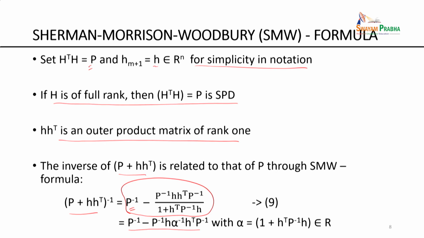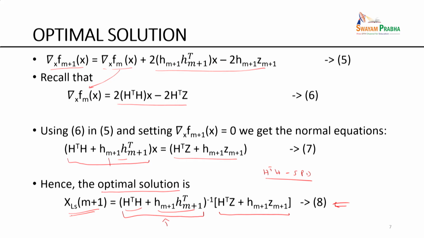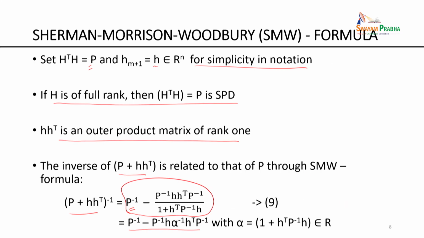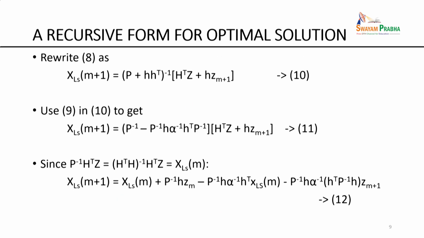So going back, what is this? The new estimate is equal to the inverse times that. I already know the inverse of this using formula 9. So substituting formula 9 in 8, I am going to get equation 10. The new estimate is equal to the inverse times that. This inverse has been calculated in 9. Using that 9 in 10, I am going to substitute from 9, which is the formula for this.